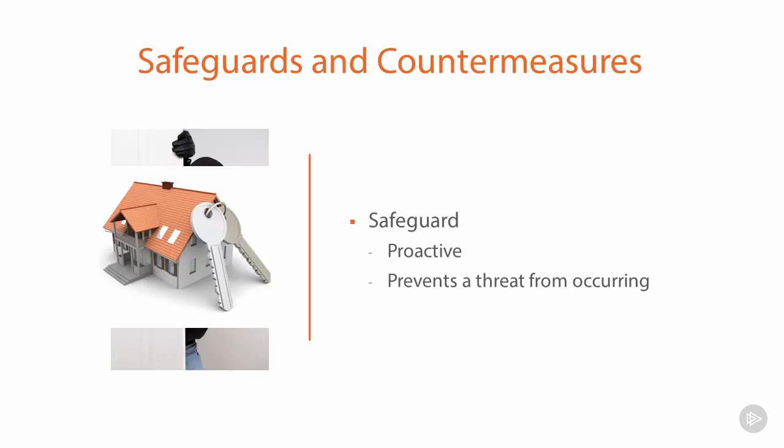Safeguards are proactive security controls that attempt to prevent a threat from occurring. For example, if you don't want people walking into your house and possibly stealing your stuff, you can put locks on all your doors and windows as a safeguard to prevent unauthorized people from entering your premises. The locks will not necessarily prevent every intrusion attempt, but they are part of a proactive mitigation strategy that reduces the chance of an intrusion threat from occurring.